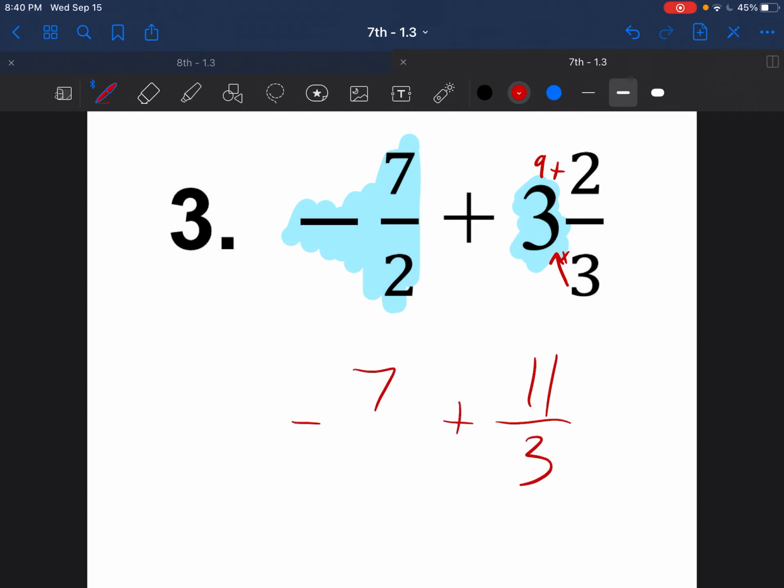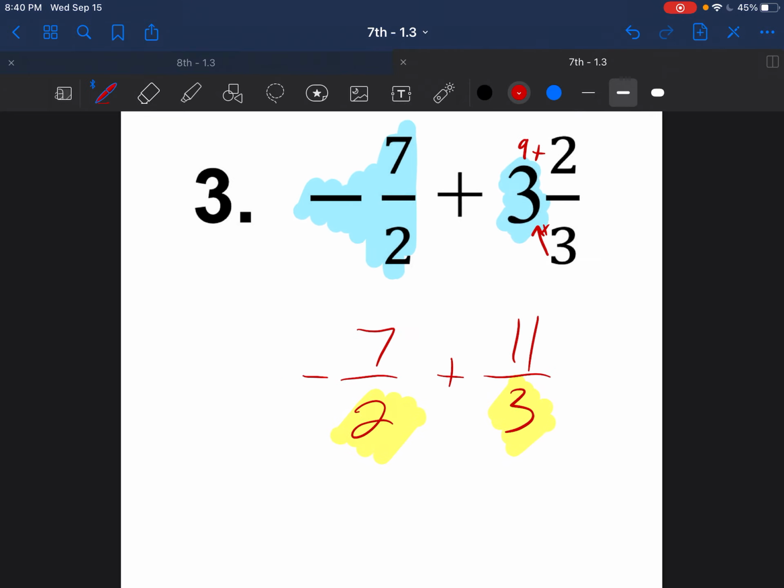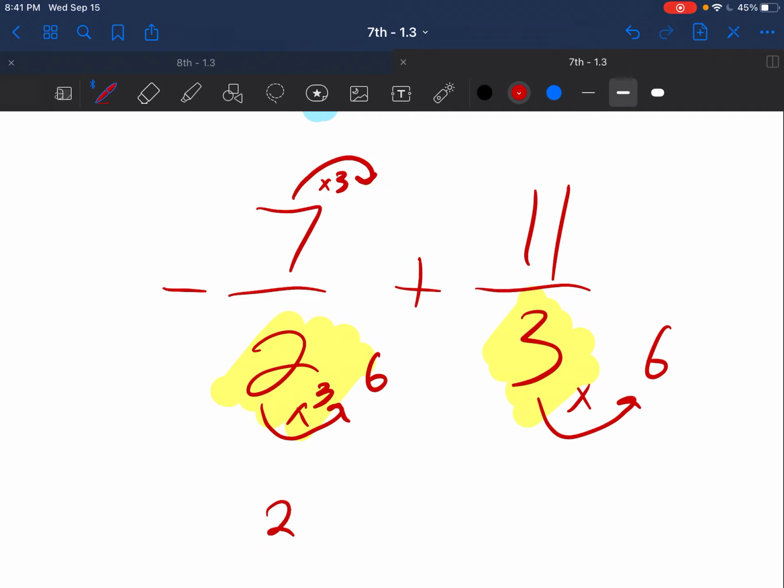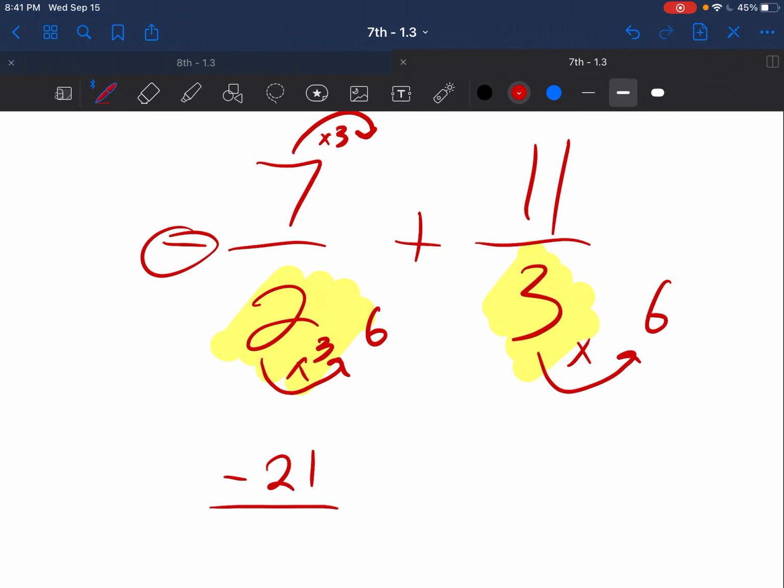And then negative 7/2. Well, to combine these, we do need to have a common denominator. What common denominator do 2 and 3 have? That is going to be 6. So your common denominator is 6. So we need to get this 2 to have a 6. We need to get this 3 to have a 6. We're going to multiply. And 2 times what gives me 6? 2 times 3 gives me 6. That means I've got to multiply on top times 3. 7 times 3 is 21, right? It's negative. 2 times 3 is 6.